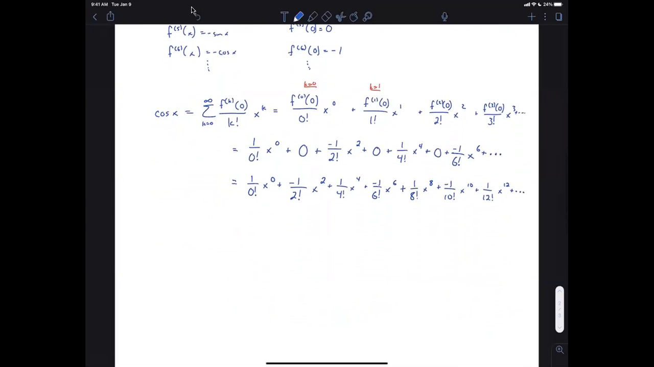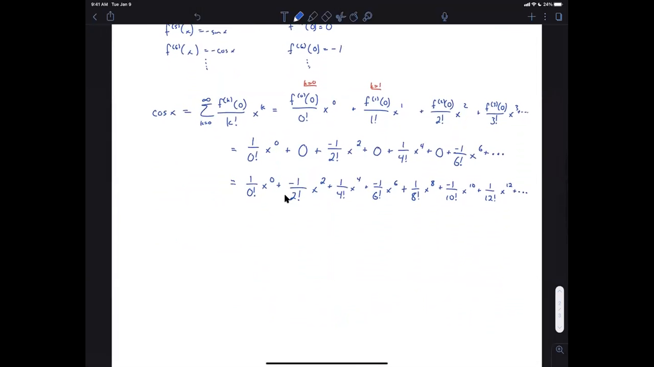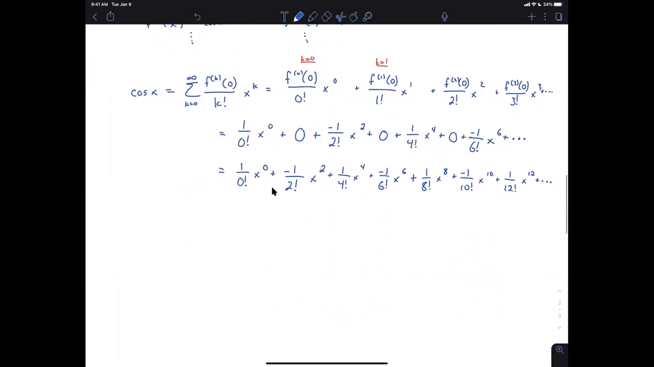Okay, so now, remember, we're trying to come up with a series for cosine x. So this is the series for cosine x. We're going to now put this back into sigma notation. The issue is that we dropped half the terms, so the numbering changes. So the numbering at this point, we can start wherever we want. We can start at k equals 0 if we want. We can start at k equals 1 if we want. I'm going to choose to start at k equals 0.